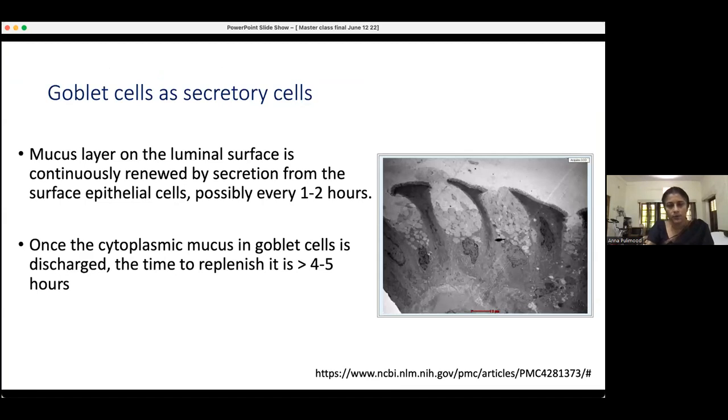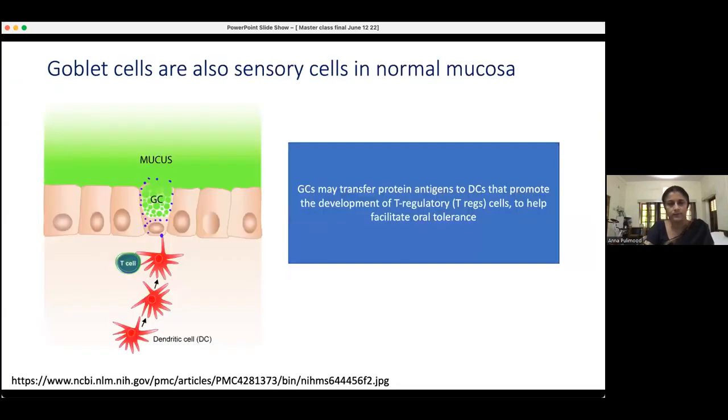It's interesting to note that the goblet cells are primarily secretory cells. So they secrete the mucus layer on the surface, and the mucus layer, they say, is replaced every 1 to 2 hours. Which is very rapid. So the goblet cells are constantly replacing the surface mucus layer. But when there's a sudden discharge of the cytoplasmic mucus in a goblet cell, it takes about 4 to 5 hours for that mucus to be replenished.